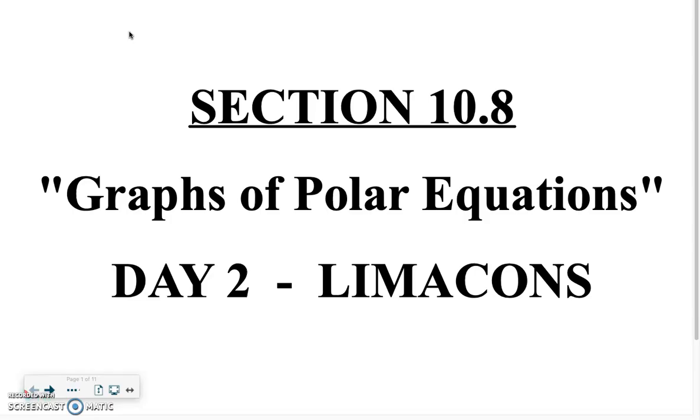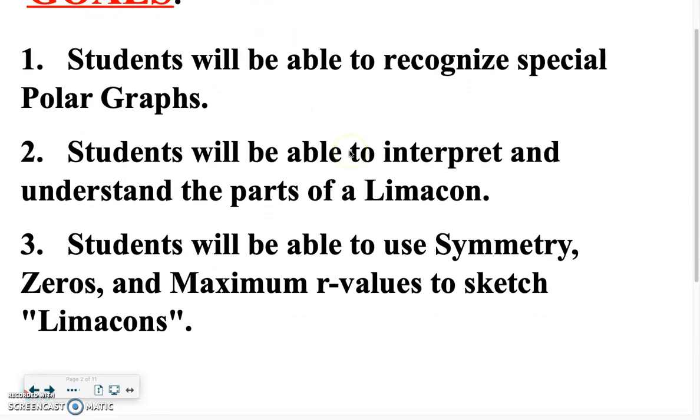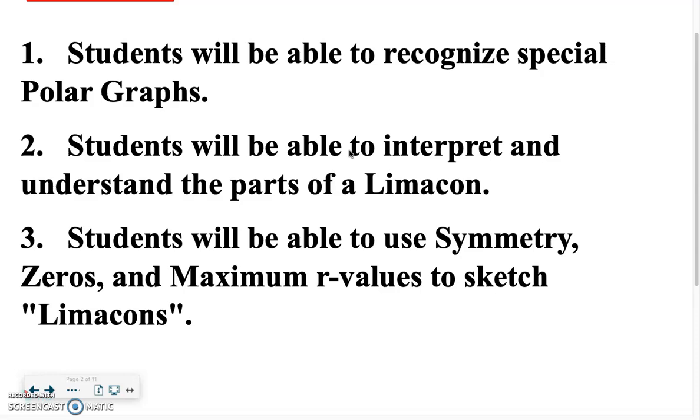Now, our end product, the look of the graph, we're going to have 4 different outcomes. But we will approach this the same way each and every time. All right? So the goals that we have in mind are very similar to the rose curves. Students be able to recognize special polar graphs. Students be able to interpret and understand the parts of a limaçon. That's going to be the big focus for today, goals 1 and 2. And then eventually students be able to use symmetry, zeros, and max r values to sketch these limaçons.